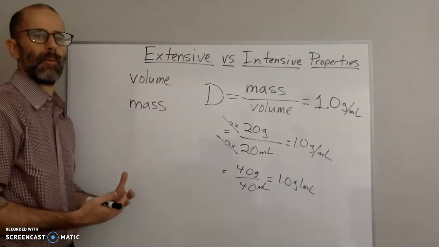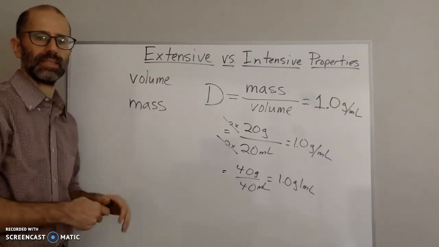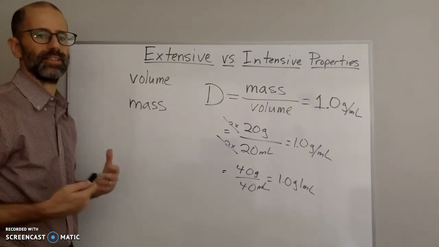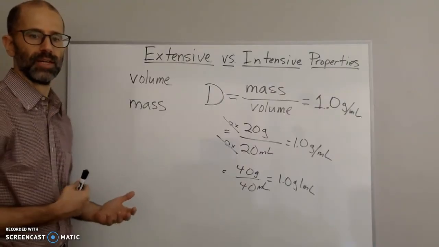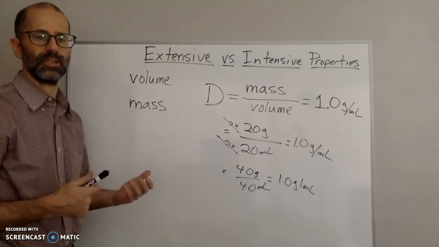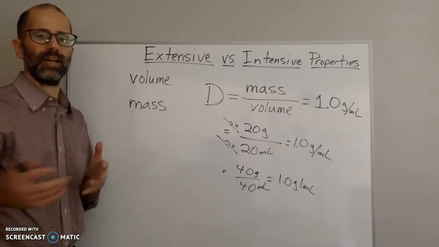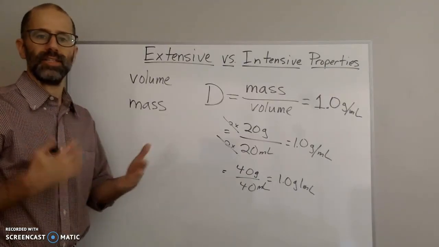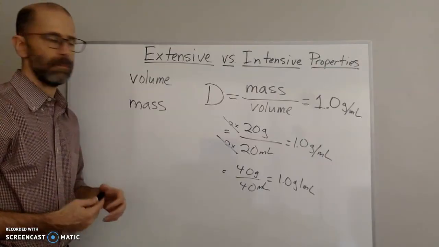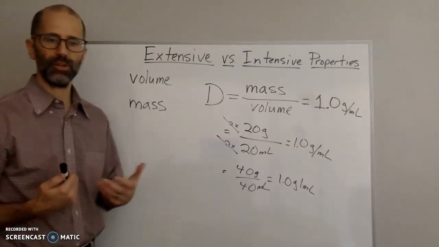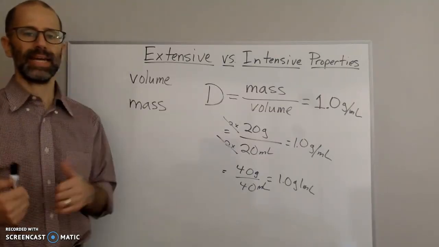No matter how much of the substance I have, this property stays the same, density stays the same. This is one of the reasons why we can use density to identify the substance we have, because different substances have different densities. If we can measure the density of the substance and look at a list of density values of known substances, we can figure the unknown out. So that is a good introduction to the distinction between intensive properties and extensive properties.